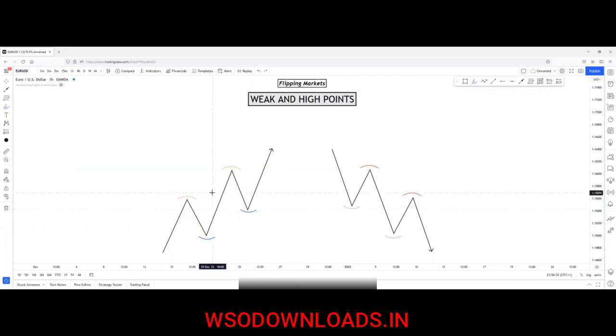In a bearish example, if price breaks structure to the downside, it will create a strong high. So in this example, price is moving in a downtrend, creating a series of lower lows and lower highs. Price broke structure to the downside here. This means it created a strong high. This will be a strong high point.